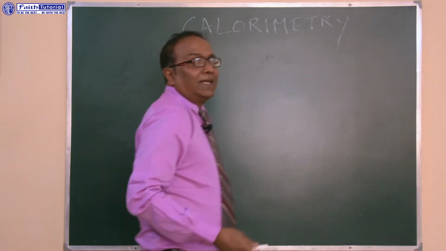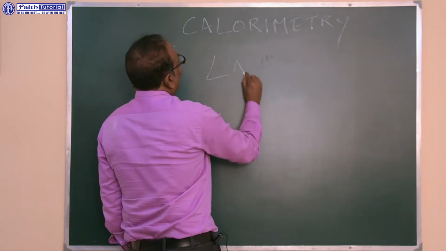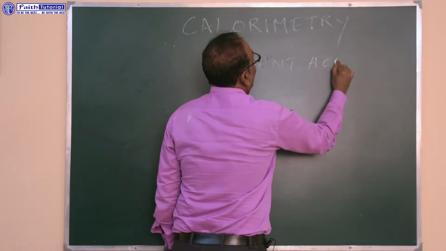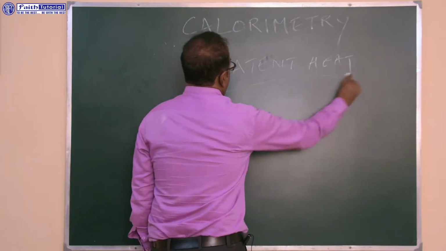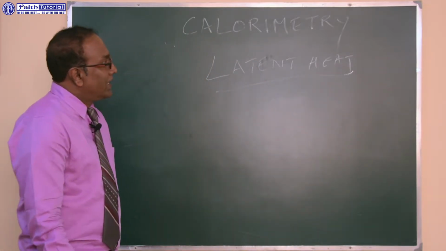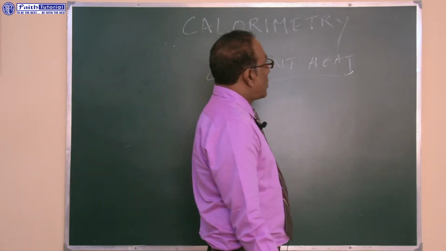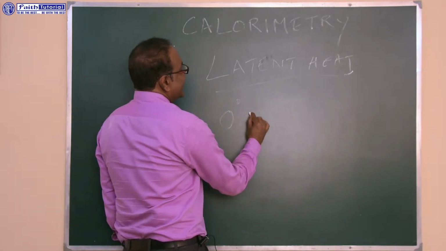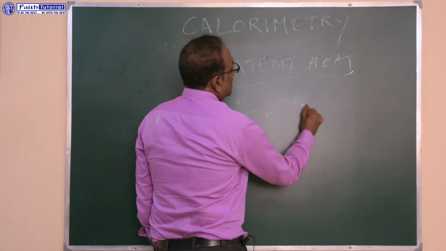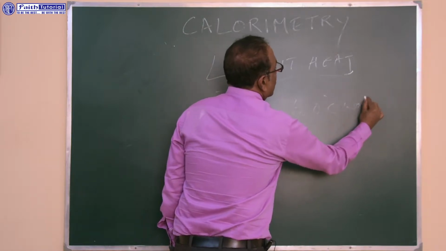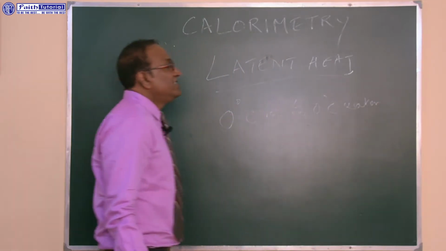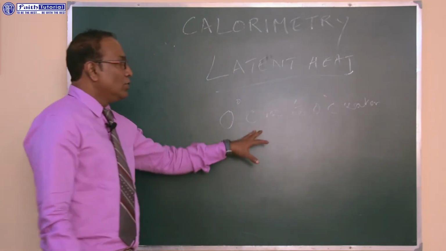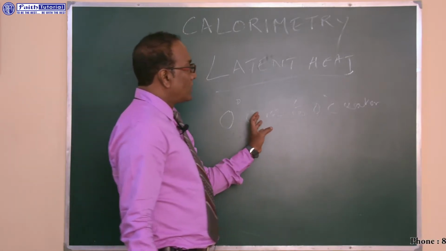Now let's talk about latent heat. Latent heat means hidden heat, the heat used by the body to change its state. For example, 0 degree centigrade ice will convert to 0 degree centigrade water without any change in temperature. Why does ice turn into water at the same temperature? Because it uses its own body heat to change its state.